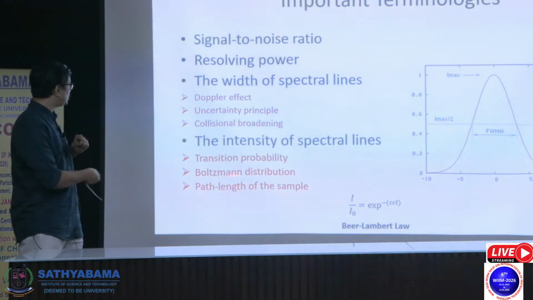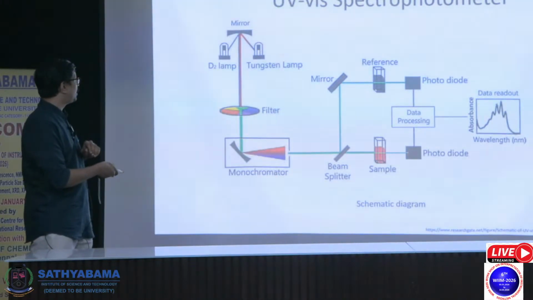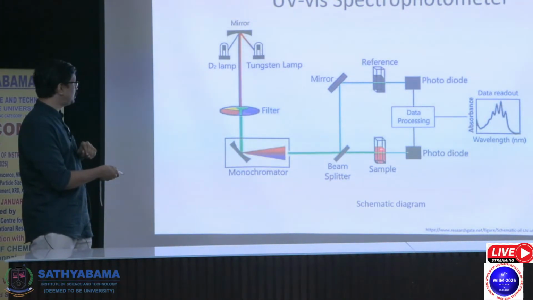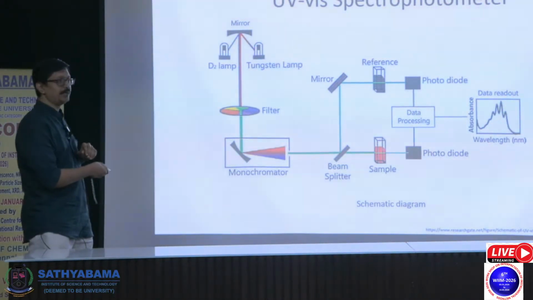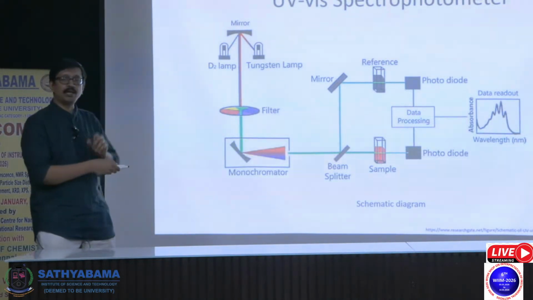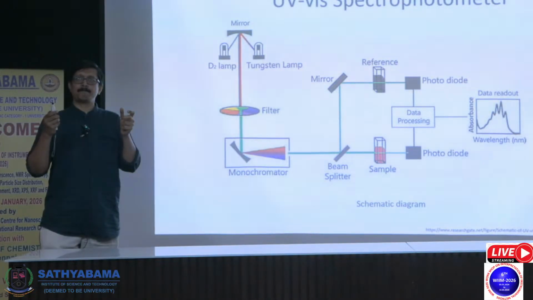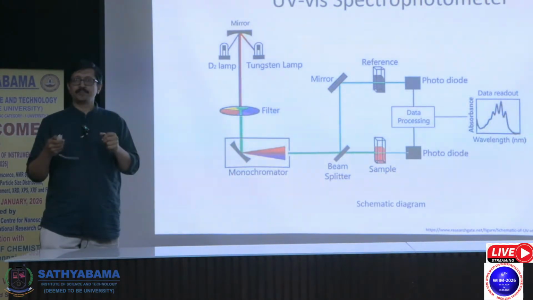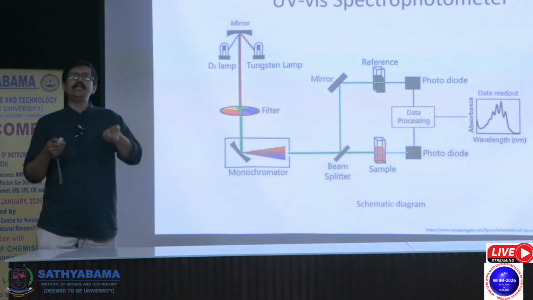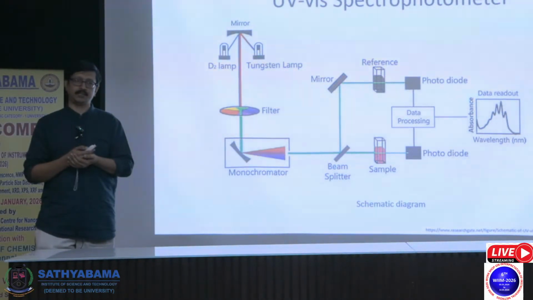The last one is path length. Path length means what? Path length is the length of the container where the beam is traveling, the length of the beam that travels through the sample. Suppose path length is high, how does it affect the intensity of the absorption or the intensity of the transmitted light?